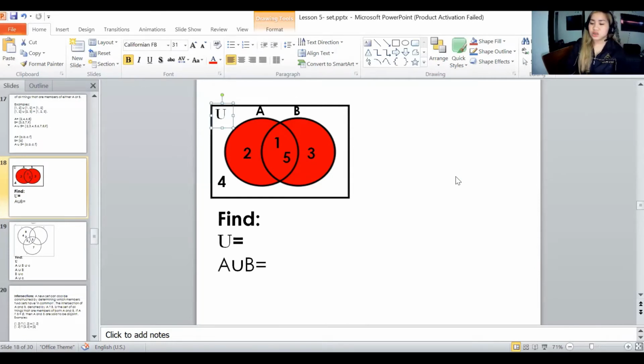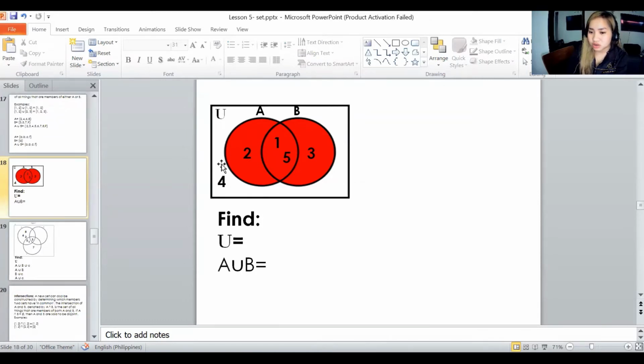Ayan po, U is universal. We have set A. Ito po yung under niya, yung circle na yan. Lahat ng elements na nasa loob ng circle ni set A is under ni A. Ito naman pong B, lahat ng elements na nasa loob ng circle na to is elements ni B. Ito pong 4 is kasama sa elements ni universal. Lahat po ng number na nasa loob ng rectangle is kasama sa set or sa elements ni universal.